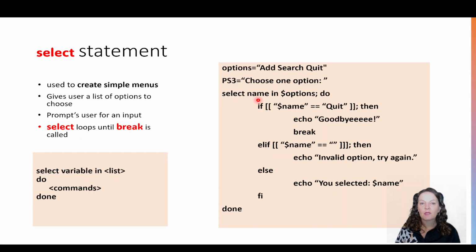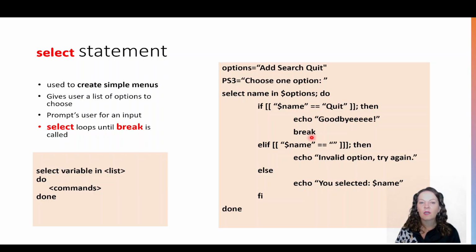So choose one option. Select name in option. So name is my new variable. Selecting my variable name in the input from options. So if the user has input, if it's equivalent to, I'm saying equivalent because it's comparing strings, isn't it? It's not a number. So you're doing a string comparison now, with the double equal sign.